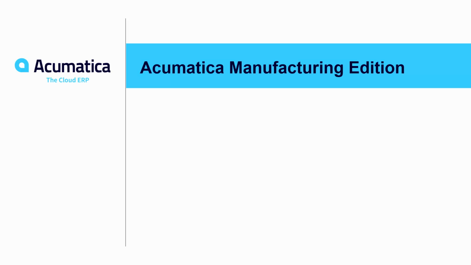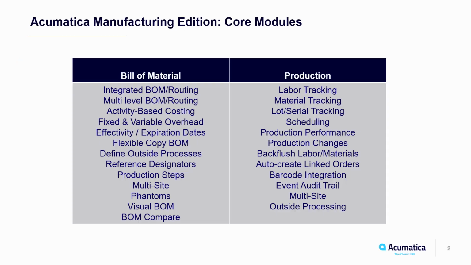Acumatica Manufacturing Edition. Acumatica's Manufacturing Edition is comprised of two core modules, Bill of Materials and Production. The Bill of Materials acts as a basis for production, where we capture costs, materials, and labor, and then we use that bill during the production cycle. We will cover both of these modules during today's demonstration.